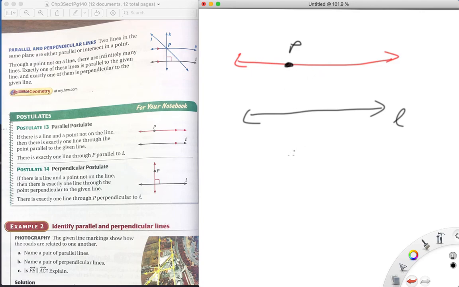So if we have any point, we can call it point Q. There is only one line through that point that is parallel. You can't have multiple lines through a point that's parallel. Many lines can go to this point, but one and only one line goes to that point that is parallel to L. Perpendicular postulate says the same thing. We have some point P.